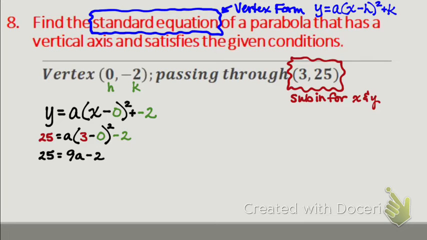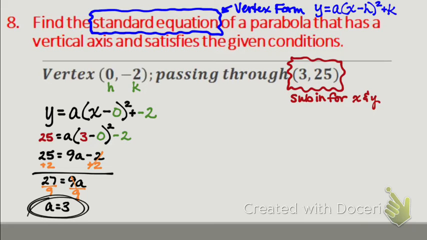Where do I go from here? Add 2 to both sides. So I get 27 is equal to 9a, which means a is what? a is 3. That was the last piece of information that we were waiting on to be able to write this in a-h-k form because they gave us h and k. So what would my final answer be then? y equals, yep, 3 times x minus 0 squared minus 2.